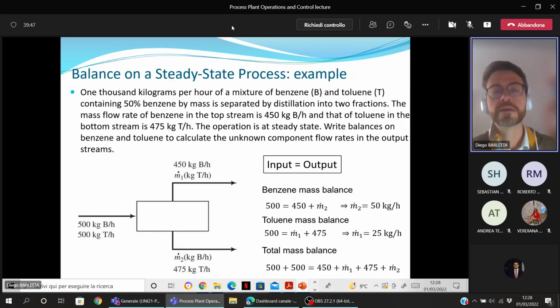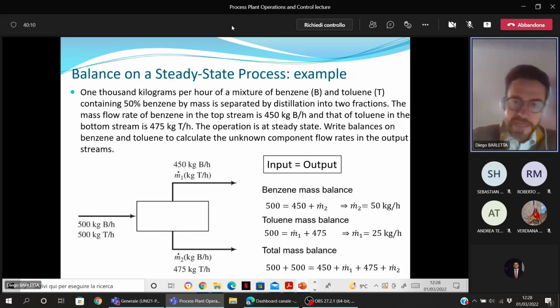Similarly, we can write the balance equation on toluene. So we have 500 entering, and leaving we have m.1 in the top and 475 in the bottom. So m.1 is equal to 25 kilogram per hour.